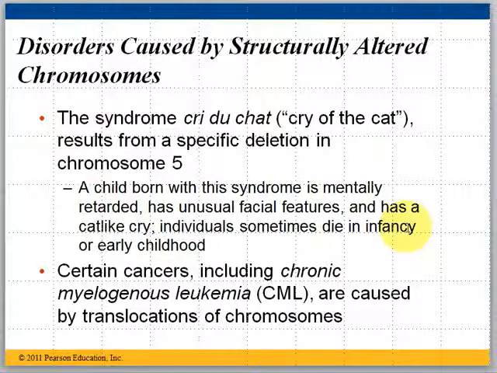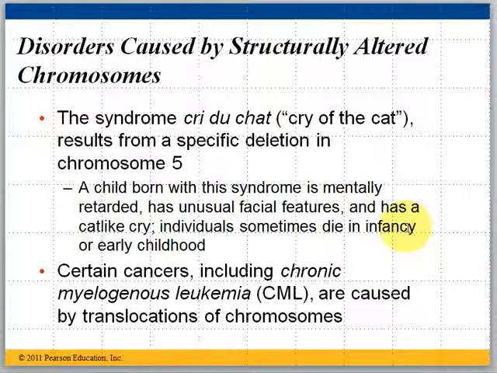There are some human disorders that are caused by structurally altered chromosomes. These are usually pretty detrimental. Oftentimes, if there is a structural change in the chromosome, a deletion or removal of a portion of a chromosome, that's going to result in the spontaneous abortion of the embryo. But on occasion, the embryo will continue to develop.